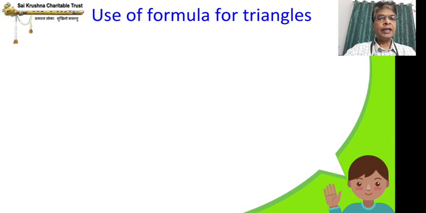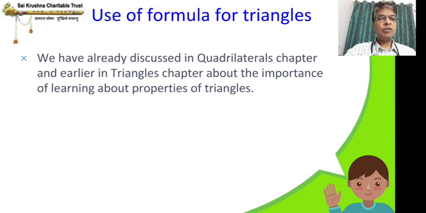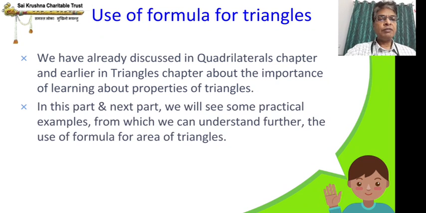So, use of formula for triangles. We already discussed in the quadrilaterals chapter and earlier in the triangles chapter the importance of learning about properties of triangles. In this part and the next part, we will see some practical examples from which we can understand further the use of the formula for area of triangles. I am again telling you the importance of geometry. Initially we learned the properties of lines and angles, basically for the properties of triangles, and the triangle properties we have been using for quadrilaterals, and similarly now the area of triangle we will be using to find out the area of quadrilaterals.